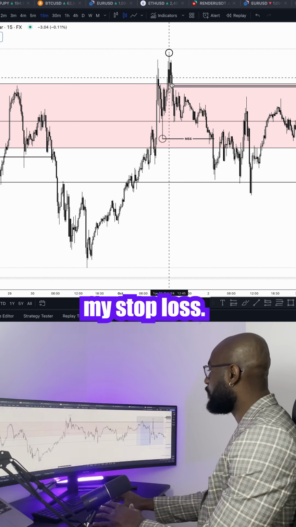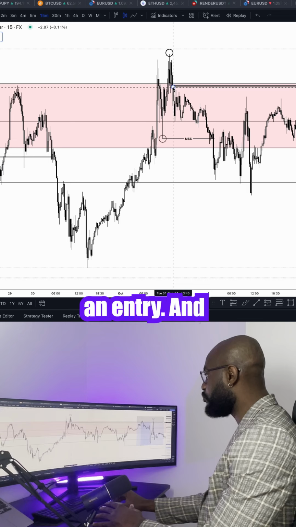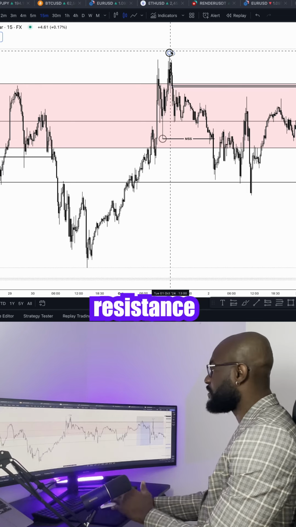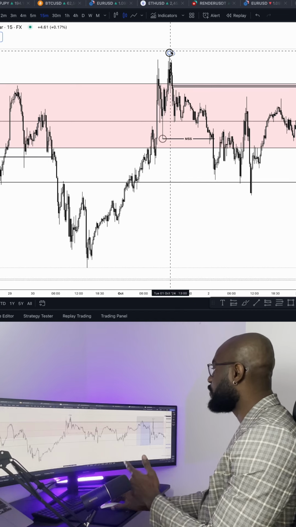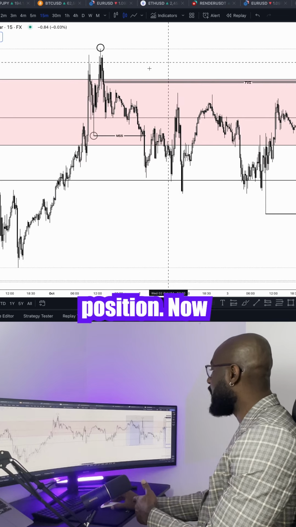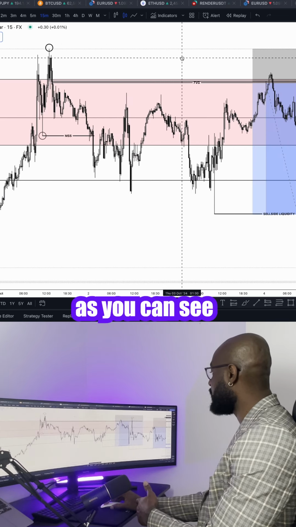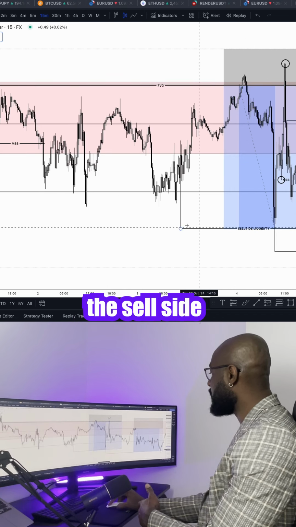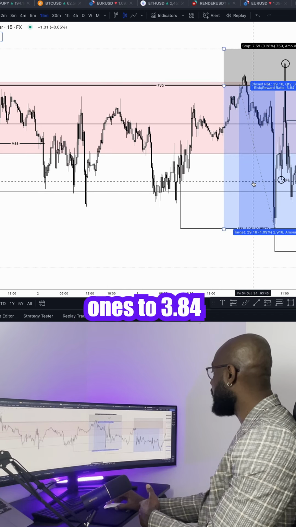Now right here is my stop loss. I'm using this fair value gap as an entry, and the reason I'm using it is because this is a high resistance liquidity. High resistance liquidity is what I always use for my stop loss zones, and low resistance liquidity is for take profit position. Now I'm using here as entry, and as you can see, price beautifully mitigated that position, went straight to the sell side liquidity, and delivered the 1:3.84.